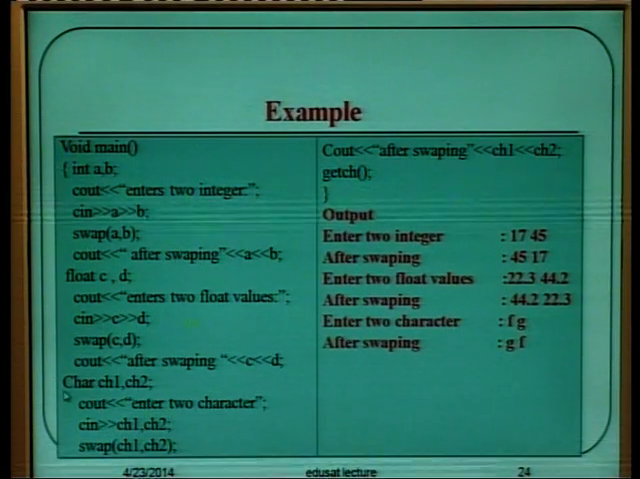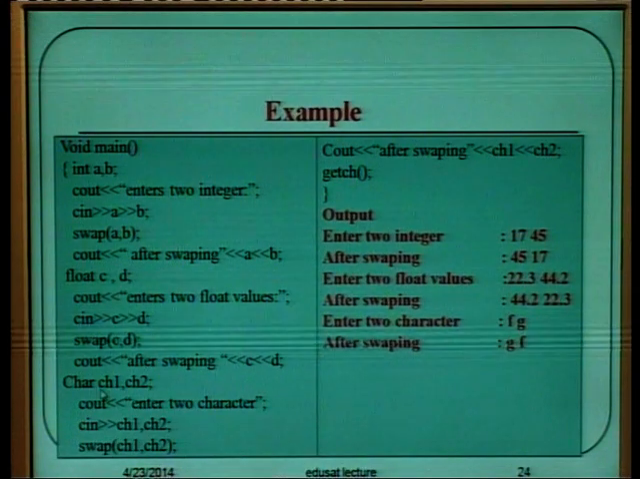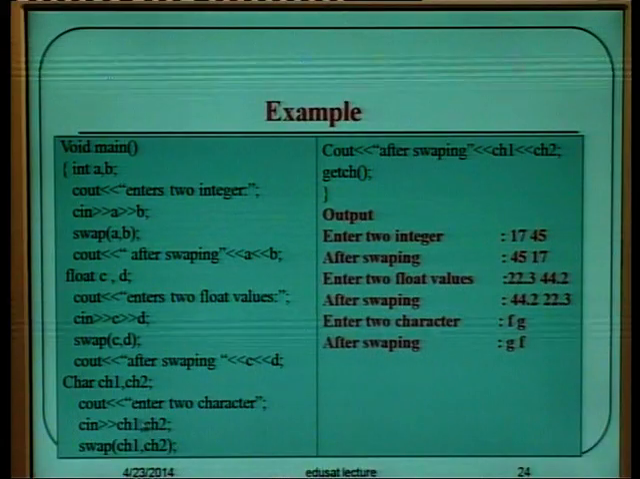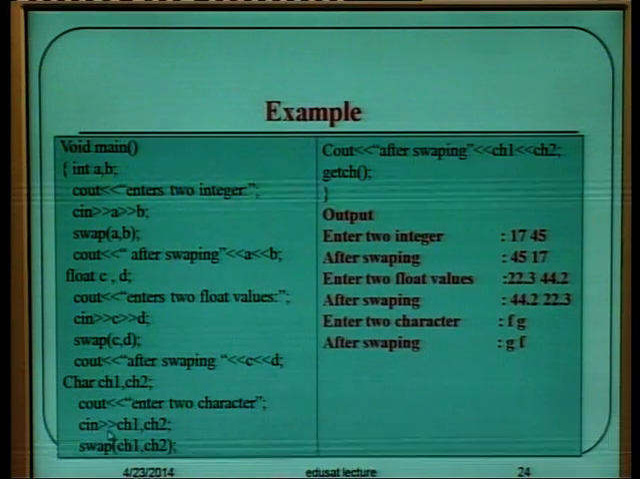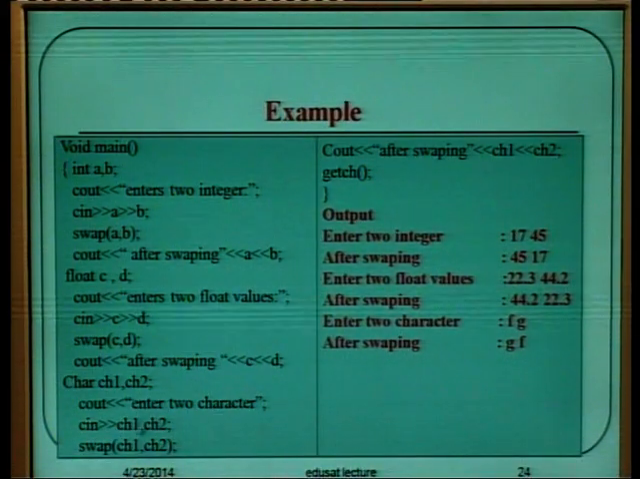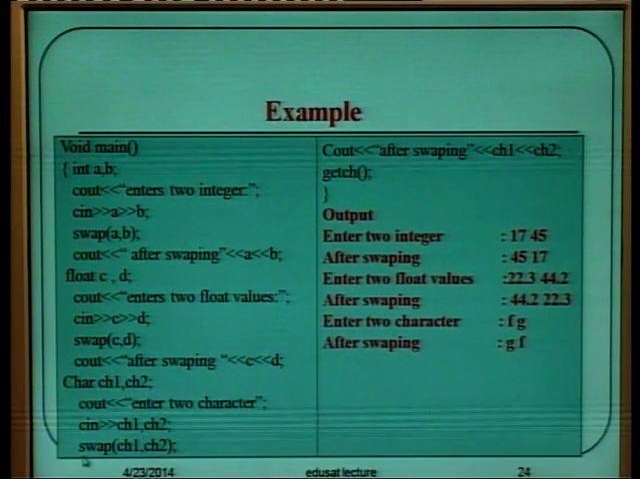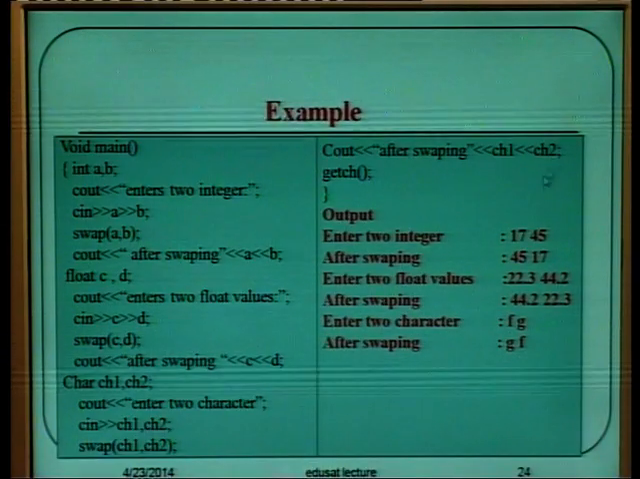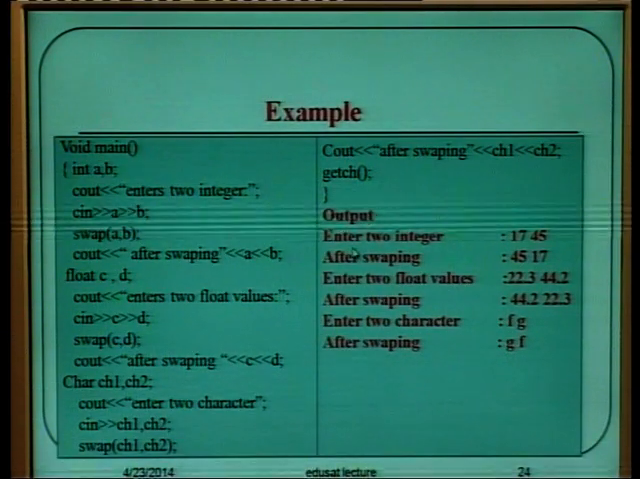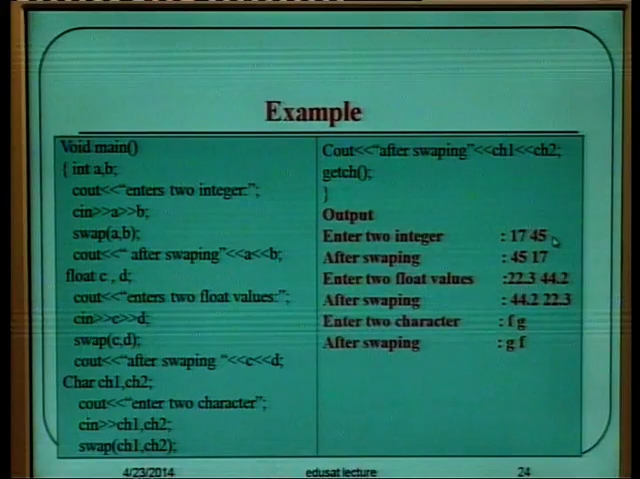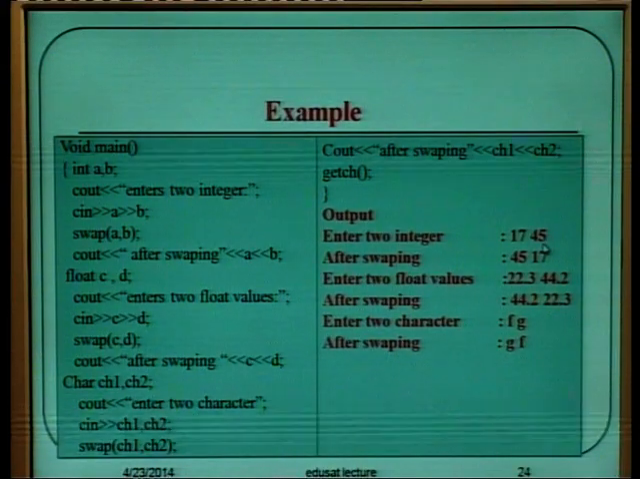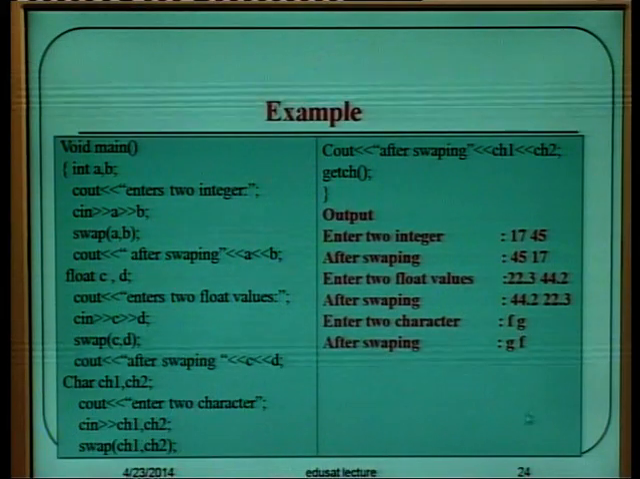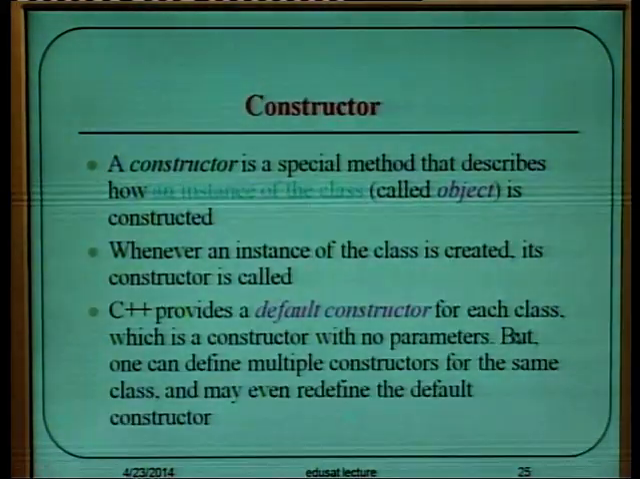The same as with integer and float, we get the values of characters. We take two characters and enter them, and we store them. Here is a mistake, okay. So we pass two arguments. Next is the swapping. After swapping we get the values. Here is the output: we get the values 17 and 45. After swapping, they swap their positions, 45 then 17, and in the same way for floating and for character.